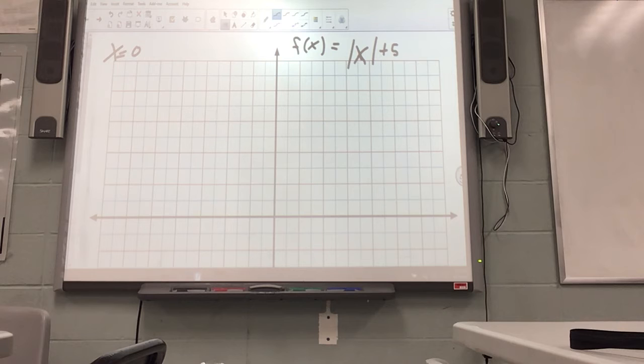Because to find the x of the vertex, you take what's inside the bars and set it equal to 0. Well, inside the bars, we've only got an x. Oh, okay. So see, that's too easy, it confused you. Okay? 0 would be in the middle, right? Pick a few points to the left of 0.